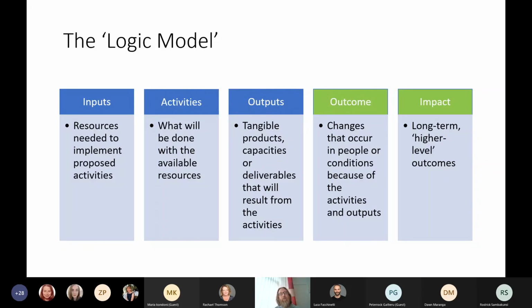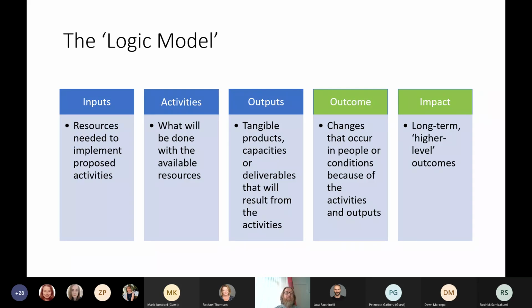As I indicated earlier, I will give clear examples of all of these components in another slide or two. The second component are activities, the things that you will actually do with the available resources you have. The third component are the outputs, the tangible products, capacities or deliverables that will result from the activities. These three components are collectively known as process indicators. And pretty much, these are things that are directly under your control.